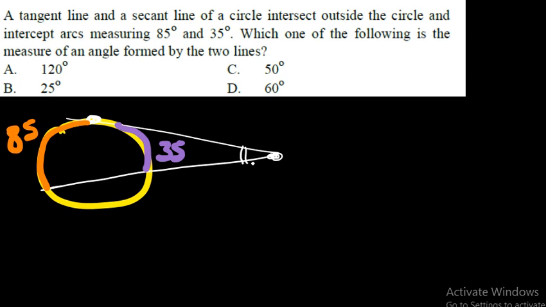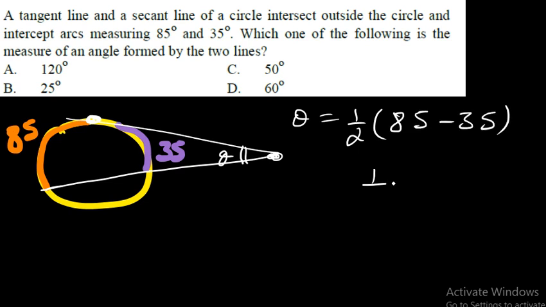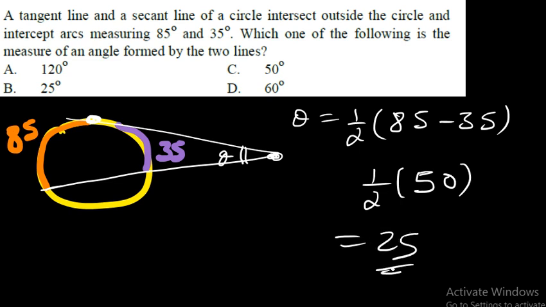So an angle formed by between two secant or two tangent or a secant in the line will be, let's say this angle is theta. Theta is equal to half of the difference of the two arc, larger minus inner, smaller, 85 minus 35, which will be half of 50. That's going to be 25. So the answer should be B.